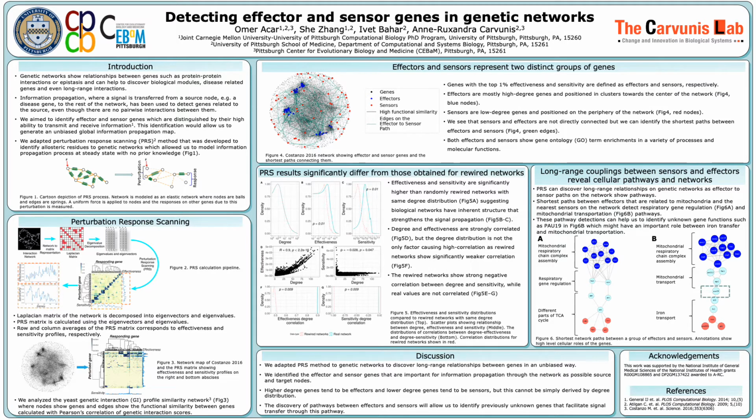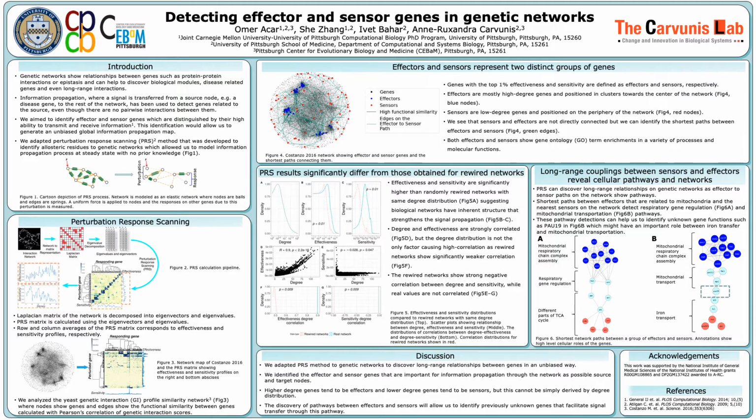Mathematically, what we do is to get the Laplacian matrix of the network and apply eigenvalue decomposition. The eigenvalues and eigenvectors then can be used to calculate the PRS matrix, where rows show the perturbed genes and columns show the responding genes, and the colors are the long-range interaction between these two. In addition to that, we can calculate row and column averages, and these would represent effectiveness and sensitivity profiles, which are the ability to transmit or receive information.